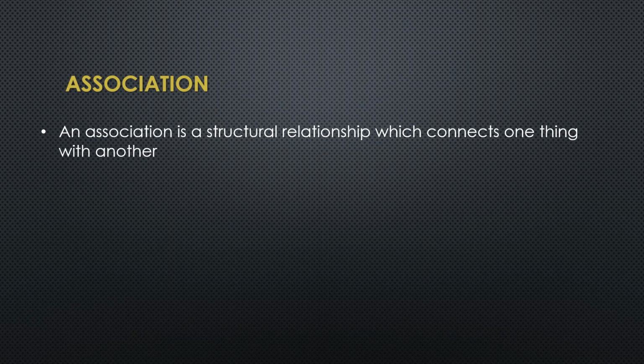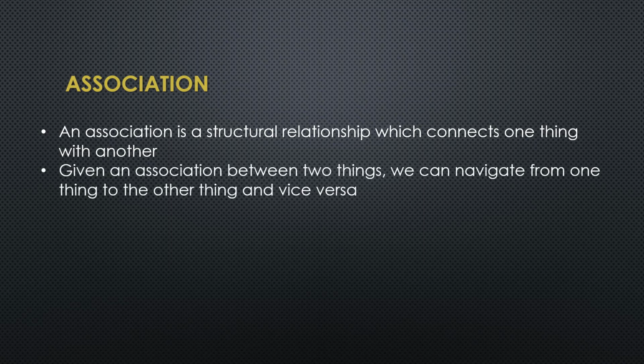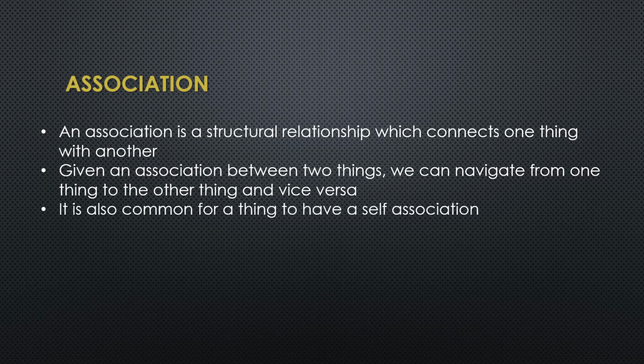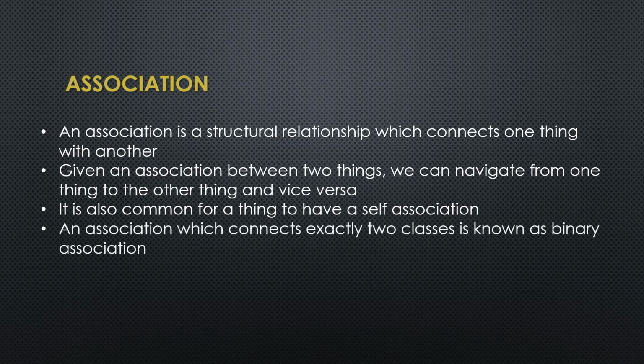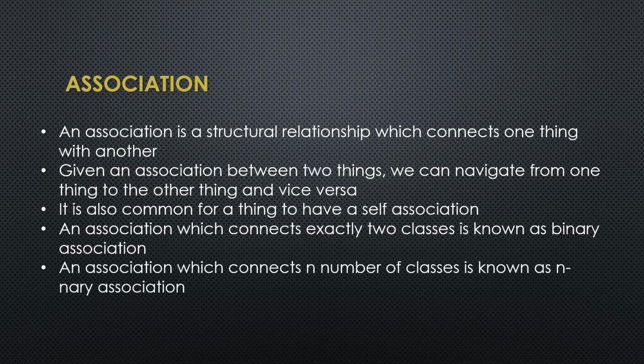Association. An association is a structural relationship which connects one thing with another. Given an association between two things, we can navigate from one thing to the other thing and vice versa. It is also common for a thing to have a self-association. An association which connects exactly two classes is known as binary association. An association which connects n number of classes is known as an n-ary association.